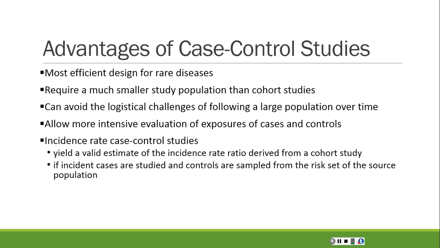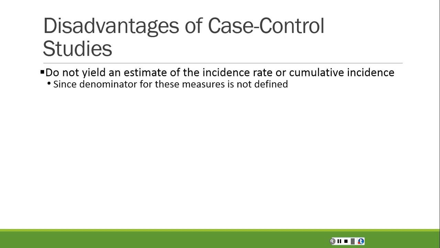These will allow for calculation of an incidence rate. They can yield a valid estimate of the incidence rate ratio derived from a cohort study if incident cases are studied and controls are sampled from the risk set of the source population. This is a specific concern and issue, and one that needs to be considered if incidence is something that you're trying to determine.